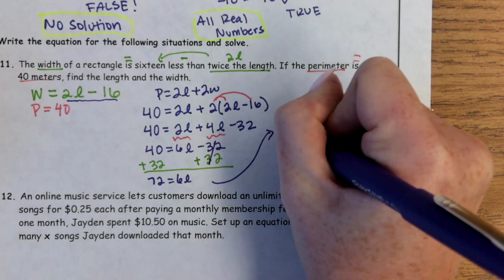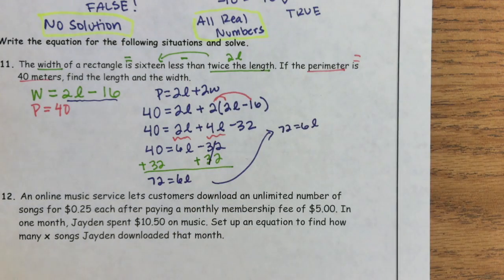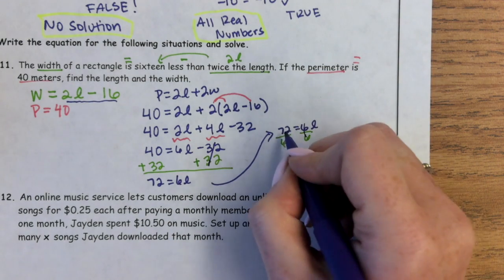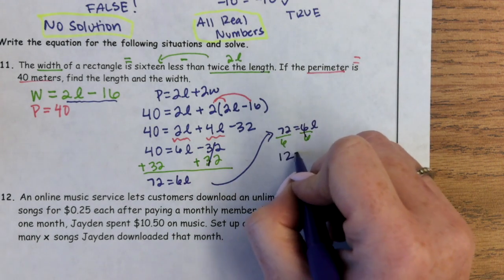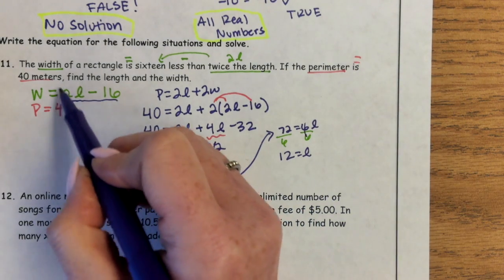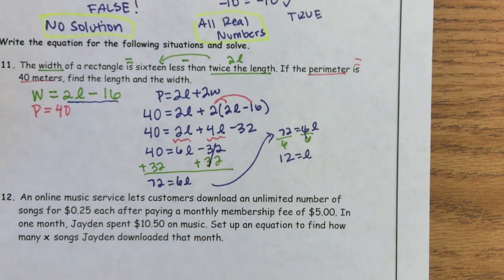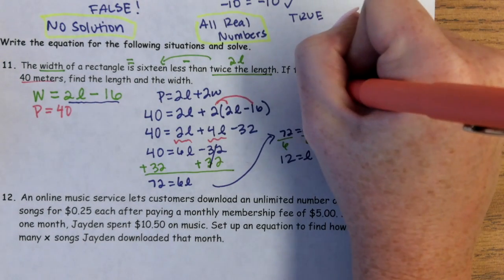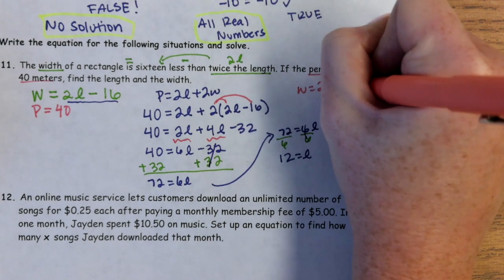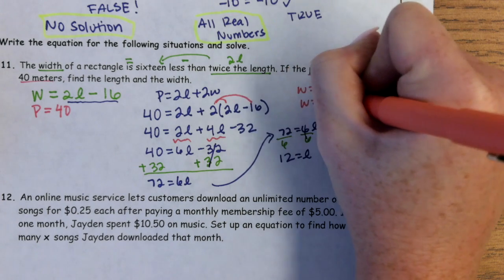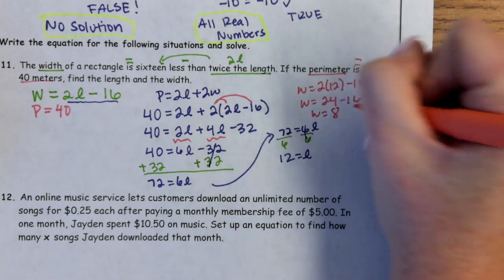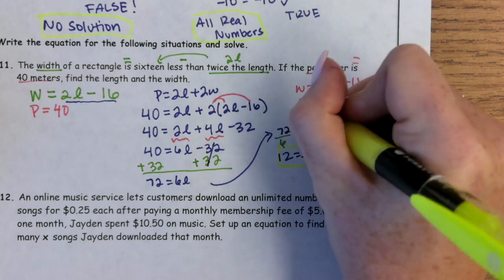Bring that up here: 72 equals 6L. Then I divide both sides by 6, and 72 divided by 6 is 12, so L equals 12. Now I need to plug that back in to figure out my width. Width equals 2 times, and I know what my length is now, that 12, minus 16. So width equals 2 times 12 is 24, minus 16 is 8. So your length was 12, your width was 8.